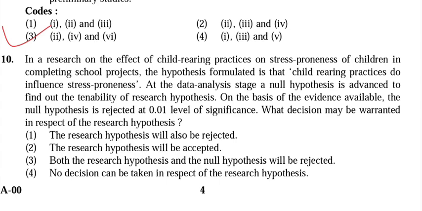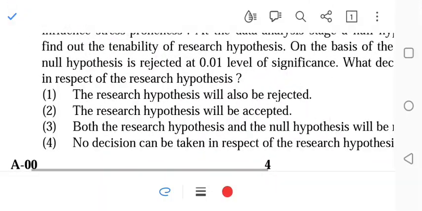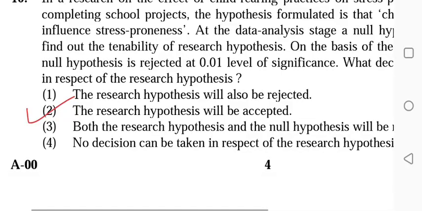The research hypothesis will also be rejected. The research hypothesis will be accepted. Both the research hypothesis and the null hypothesis will be rejected. No decision can be taken in respect of the research hypothesis. Choose one option. So the correct answer will be the research hypothesis will be accepted. Let me mark it. I have done it.